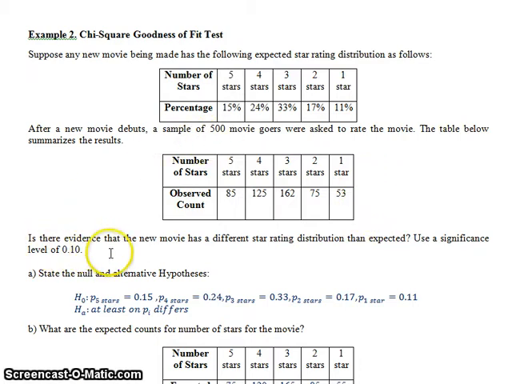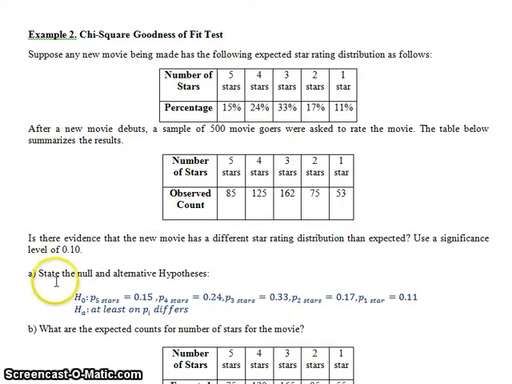So is there evidence that the new movie has a different star rating distribution than we would expect it to, given this percentage above? And we should use a significance level of 0.10. If we do this type of procedure, we should do a chi-square goodness of fit test because we're basically just testing whether or not this one categorical distribution is this, or if there's evidence that it's different from that.